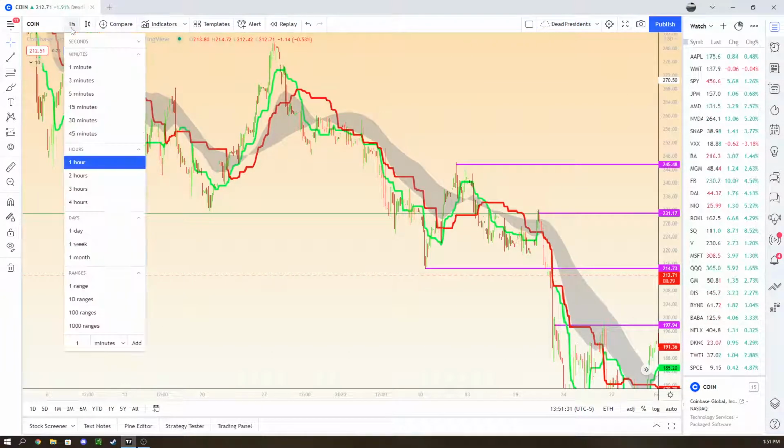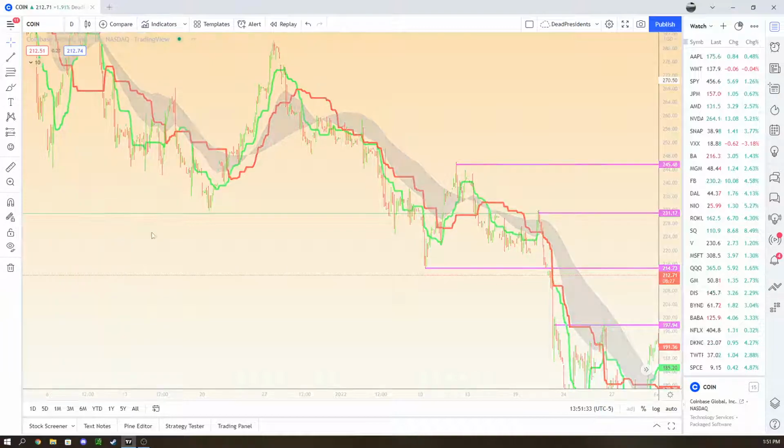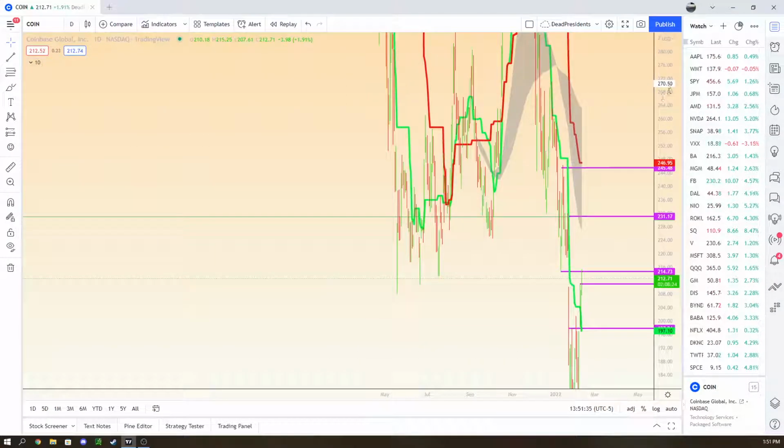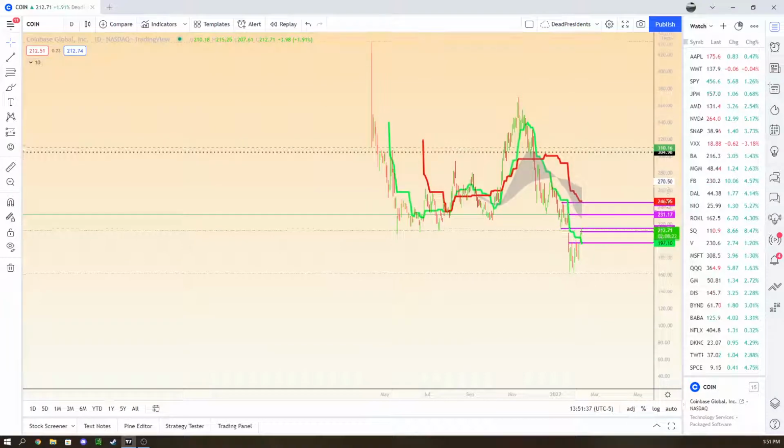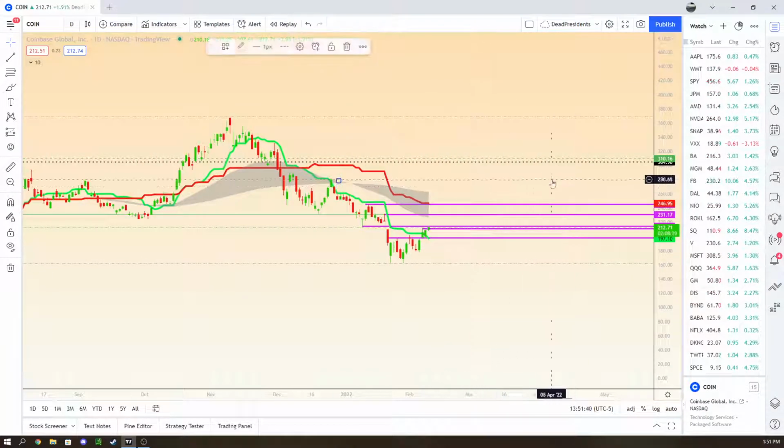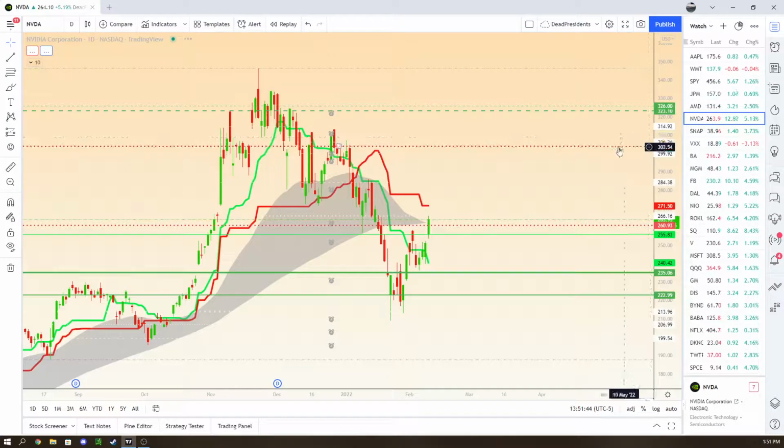That's why a lot of people actually like to use the Ichimoku more on the daily, because on the daily you can get a lot more of a confirmed trend. And we're going to move to NVIDIA.